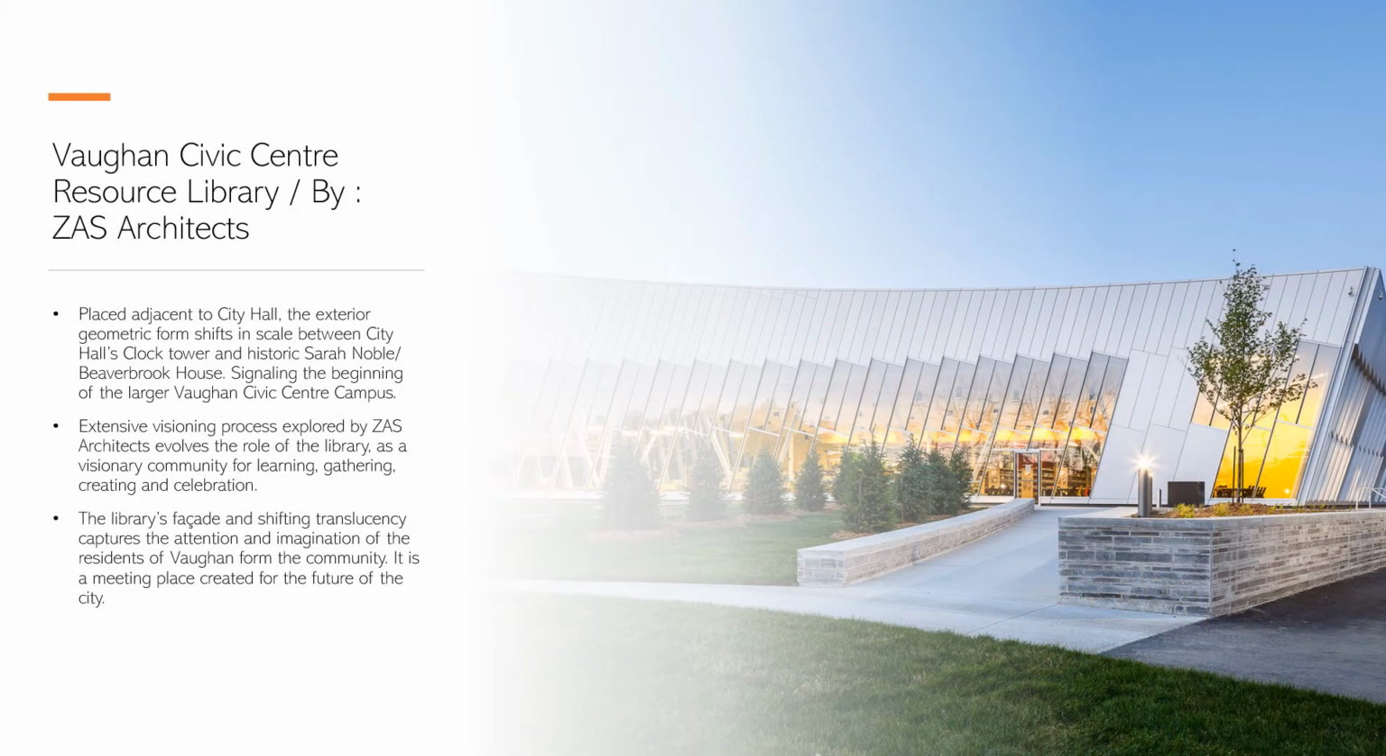Next, we have the Vaughan Civic Center Resource Library. Resulting from an extensive visioning process explored by ZAS Architects, this library is a space dedicated to community learning, gathering, creating, and celebrating events. Its main intention is to make a transformation from traditional historic library architecture and create an empowering community, encouraging social interaction and group learning.